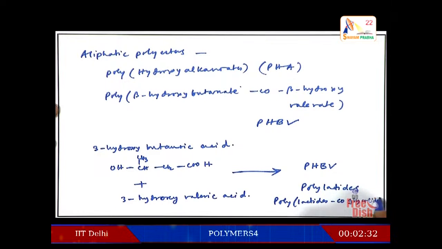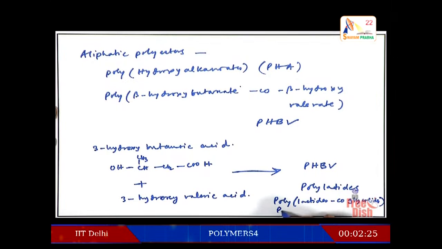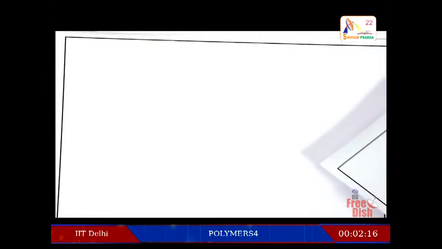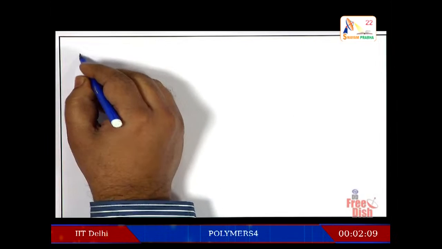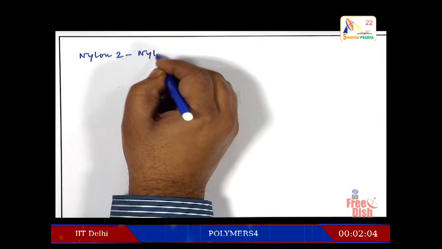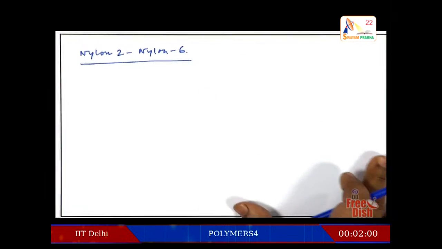Polyglycolides, which are formed from a copolymer of lactic acid and glycolic acid, and polycaprolactones. These are examples of biodegradable polymers. There is also one example where you have the copolymer of nylon 2 and nylon 6. You can read about it from a book. This is also a biodegradable polymer.